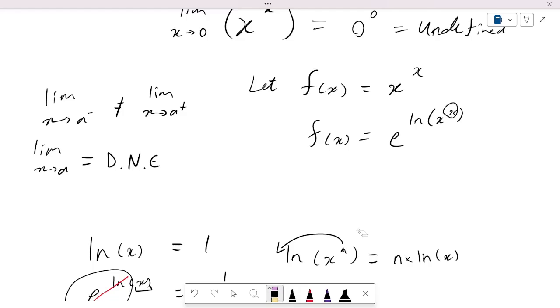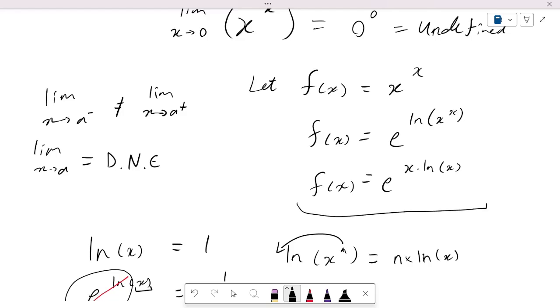We can see x is an exponent here, so we can just take that out as a coefficient. So we're going to have e to the power of x multiplied by ln of x. And now what you can see is we have a composition of functions. And now from here, I'm just going to show you what the graph of f of x is equal to e to the power of x times ln x looks like.